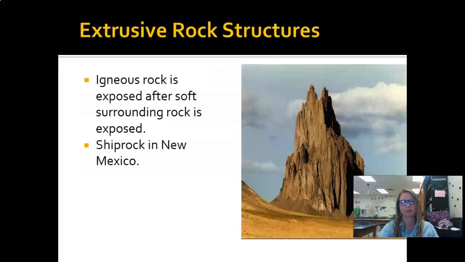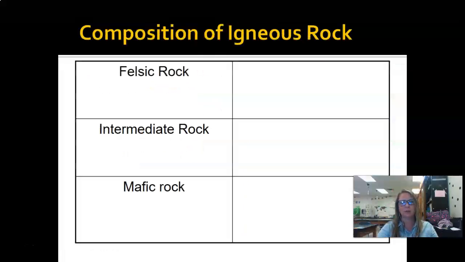So here's an example. This was the internal structure of a volcano where the rest of it has all eroded away, and this would have been the cone coming right up. It's called Shiprock in New Mexico. And then we're going to fill in some of this information right there. So hopefully this was helpful.